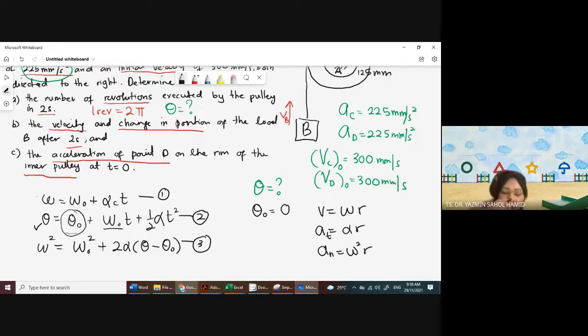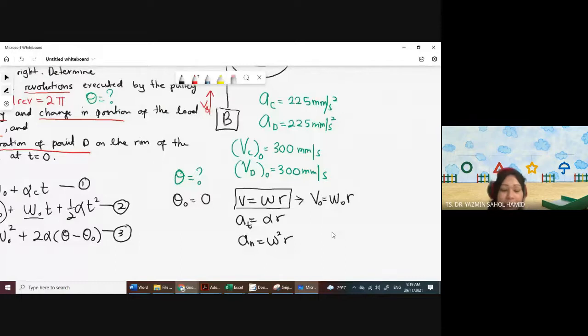So you rasa you boleh dapatkan omega naught tak? Sebenarnya you boleh pakai formula ni, tapi syarat dia, V naught sama dengan omega naught R. So kalau you nak dapatkan omega naught, you kena buat macam ni: V naught sama dengan omega naught dengan R. You rasa you boleh dapat omega naught tak? Macam mana?